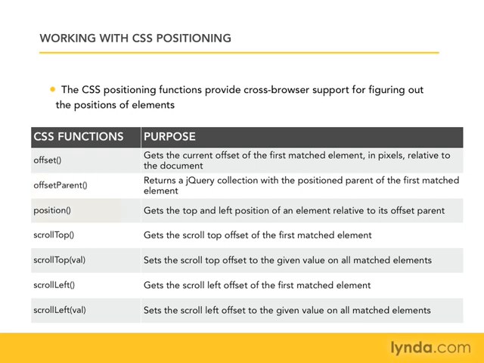Position also comes back with a point, a top and a left. This gets the top and left position of an element relative to the parent that it's inside of. And then the rest of the functions deal with scrolling. So, for example, scroll top will either get or set the scroll top offset of either the first matched element in the case of getting it, or you can set the scroll top offset for all the matched elements in a result set, and the same thing for the left.